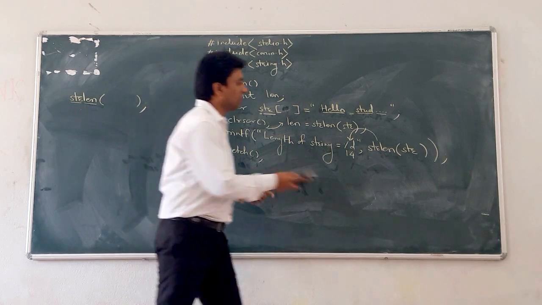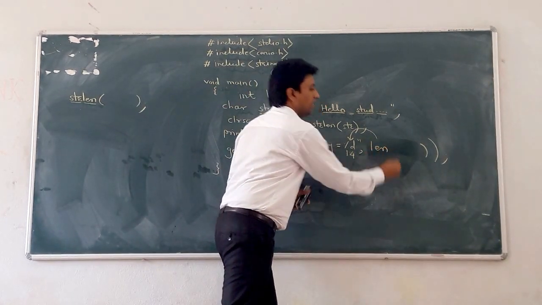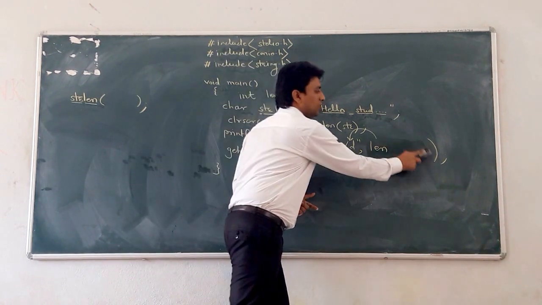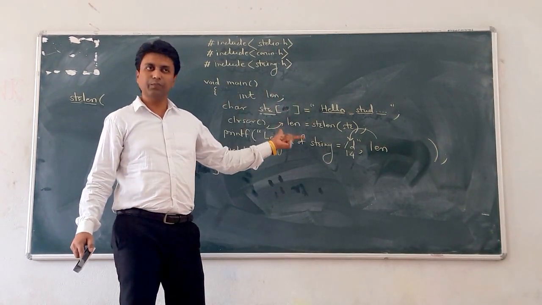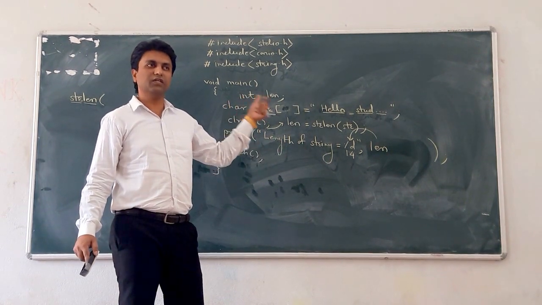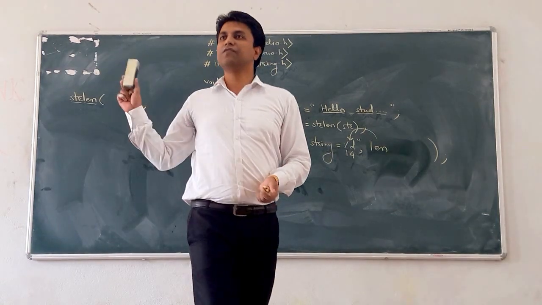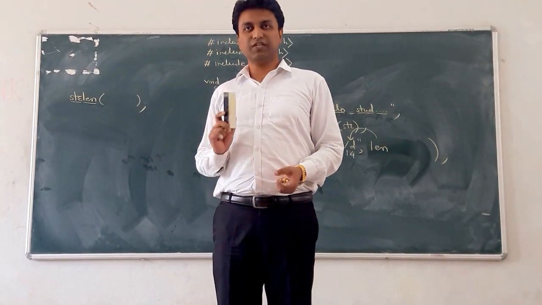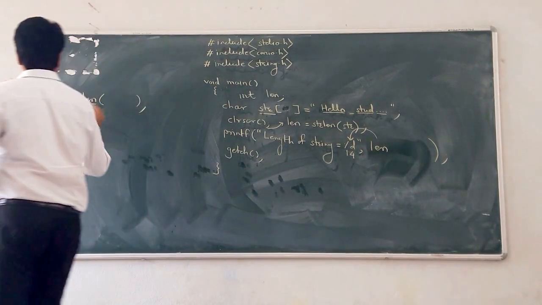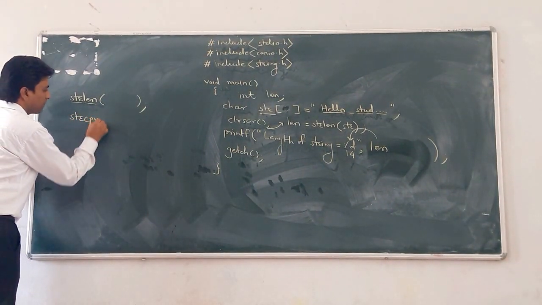And then what do you print? The variable name. So in this way also you have to print the length of the string. Clear? So this is the first function that calculates the length of the string. Okay, so next, the second function, that is string copy.